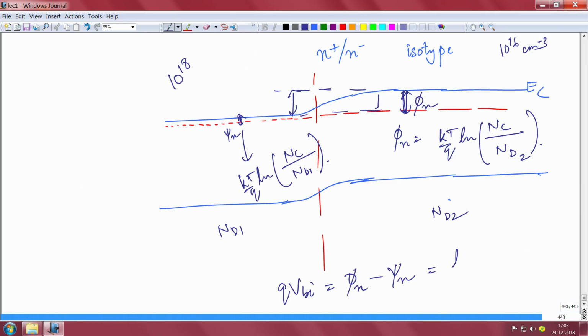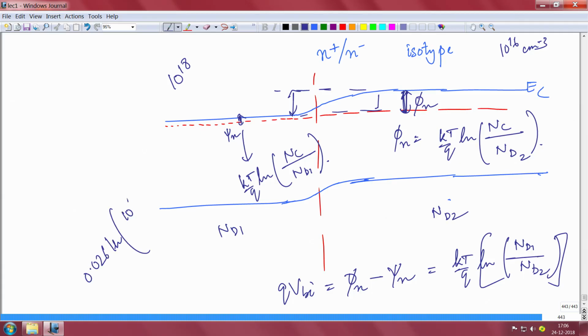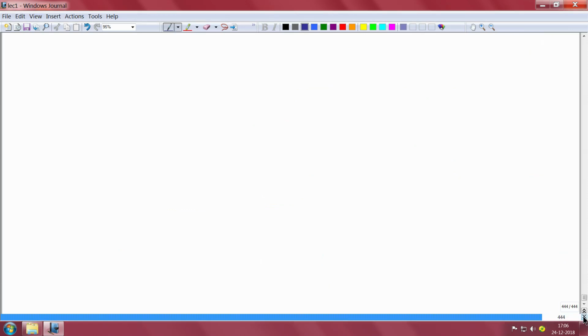So that will be equal to kT by q, right, ln of ND1 by ND2. So the ratio of the doping on both sides basically will give you that. So that will be 0.026 ln of 10 to the power 18 by 10 to the power 16 or whatever. That will give you the built-in potential, for example. So these are some mock examples I have told you for, for example, your PN junction.